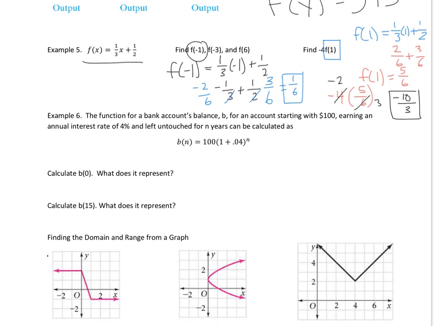Okay, number 6. The function for a bank account's balance B for an account starting with $100, earning an annual interest rate of 4% and left untouched for n number of years can be calculated using this function. So if you left it in for 1 year, B of 1 would be 100 times the quantity 1 plus 0.04 taken to the first power. So calculate B of 0. So that means plug in 0 for n.